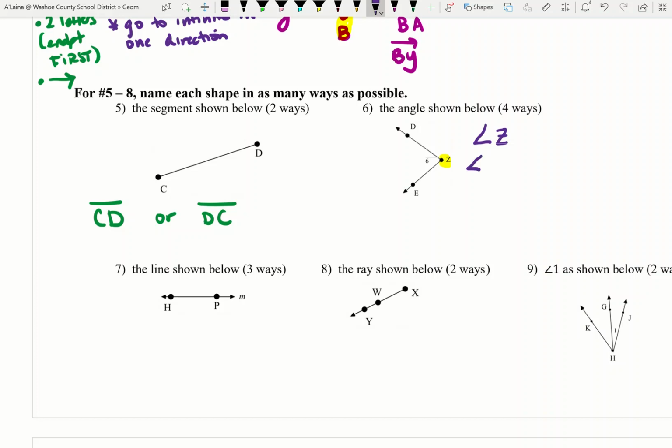I could also use the number here that's given for this angle and title this angle 6, or I could use 3 letters. If I use 3 letters, that middle letter here has to be the vertex Z, so keep that in mind. So I would start on an end and move to the vertex and then move to the other side of the angle. So angle DZE or angle EZD.